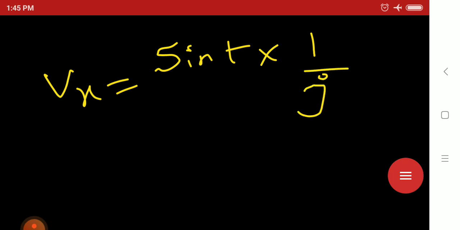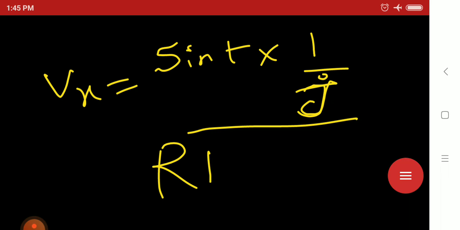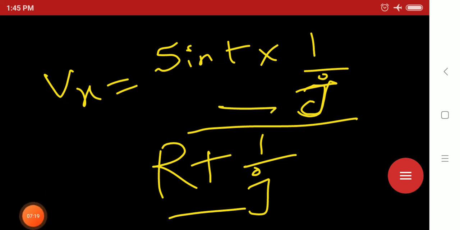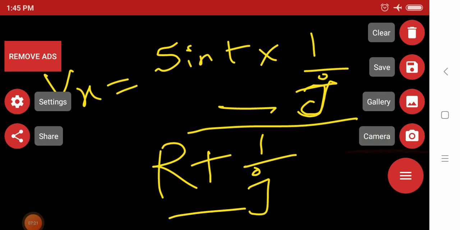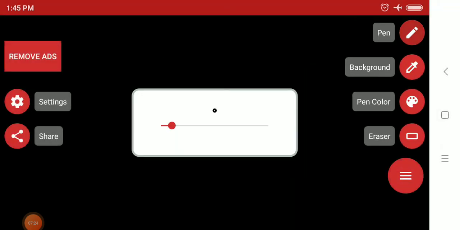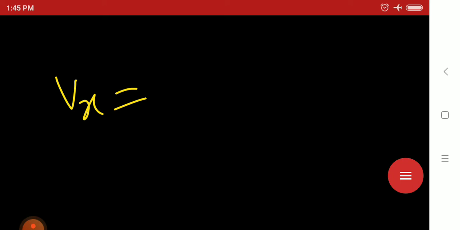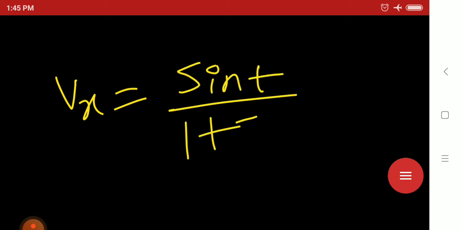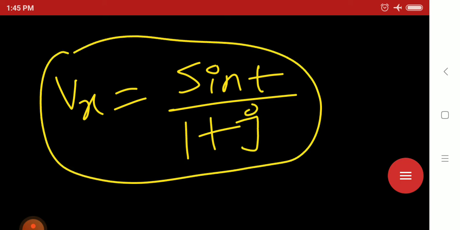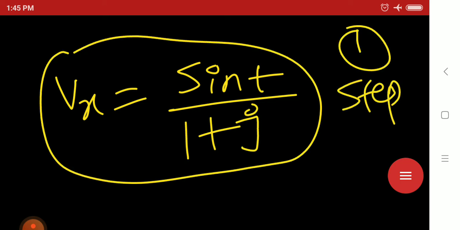1 by j sin t into j omega c means 1 by omega equals 1, c equals 1, that is 1 by j, divided by r plus 1 by j omega c, that means 1 by j. Now here LCM, what you will get at last? So Vx you will get at last, that is Vx equals sin t divided by 1 plus j after total calculation. So our first step is done. We have done step 1.